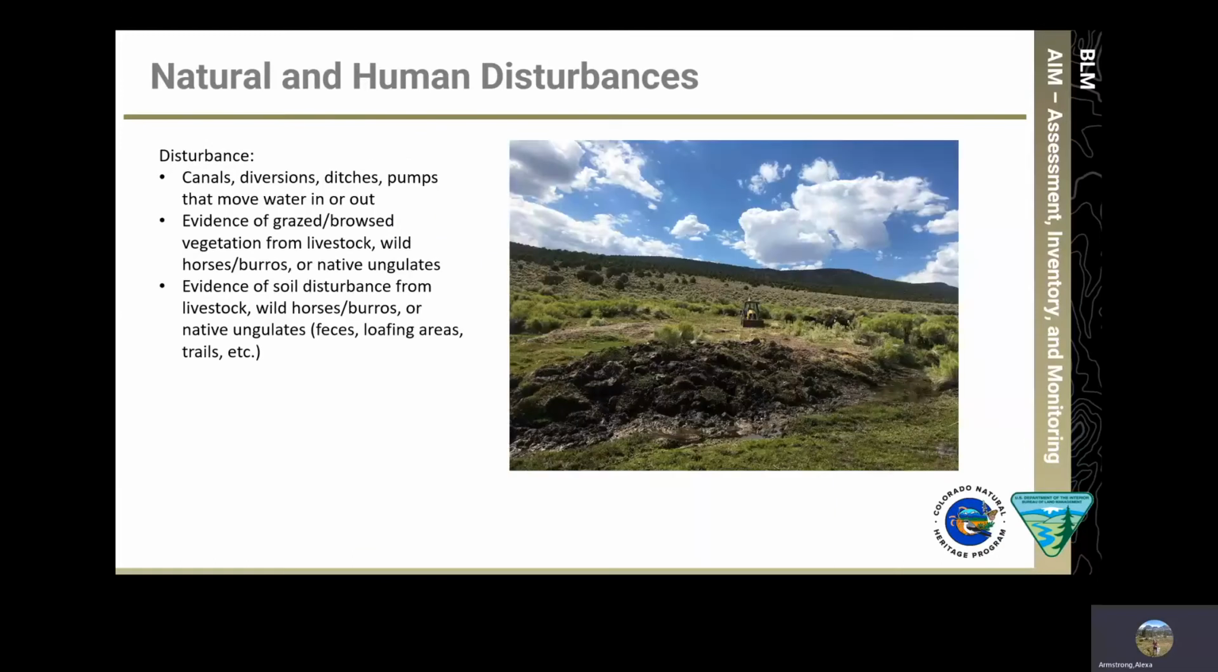In this example, there are 3 disturbances that can be recorded. Recent excavation to the channels would be rated under the canals, diversions, and ditches disturbance, while the cattle presence also shows signs of grazing and soil alteration, which would be rated under the evidence of grazed browsed vegetation and the evidence of soil disturbance from livestock categories.